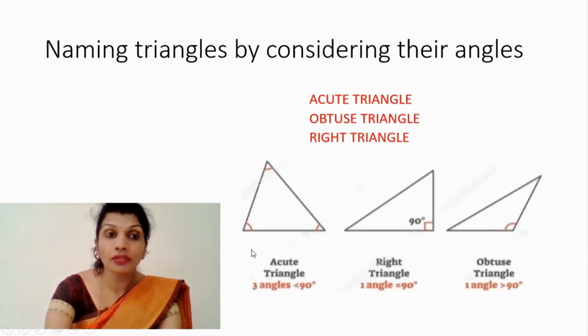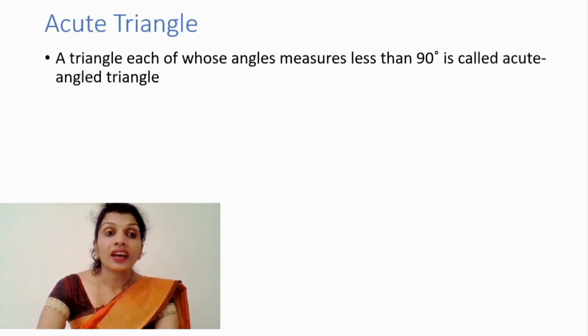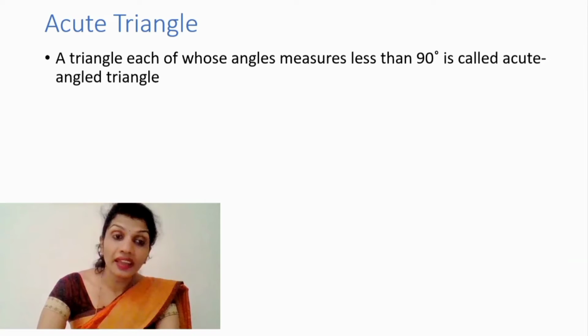Now let us learn about it. Acute triangle: a triangle in which each angle measures less than 90 degrees is called an acute angled triangle.